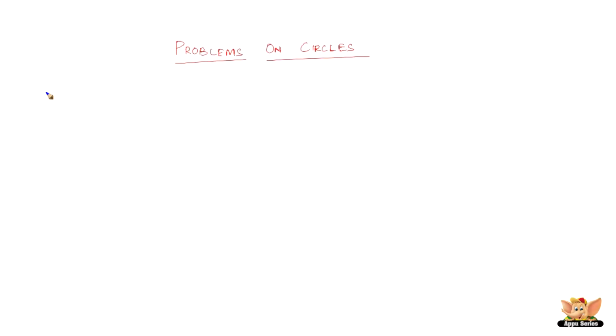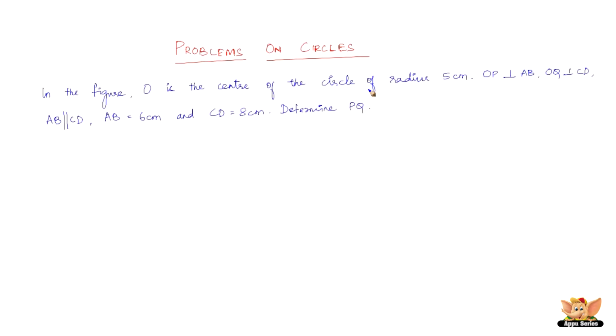In this video, let us again solve some more problems on circles. Let us see how the question goes here. In the figure, O is the center of the circle of radius 5 centimeters. OP is perpendicular to AB, OQ is perpendicular to CD, AB is parallel to CD, AB equals 6 centimeters and CD equals 8 centimeters. Determine PQ.